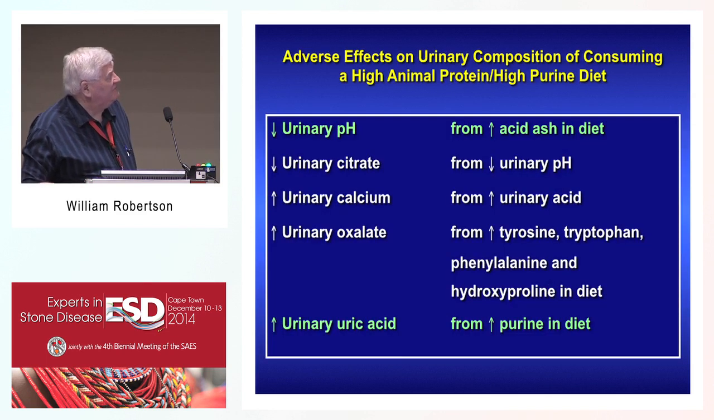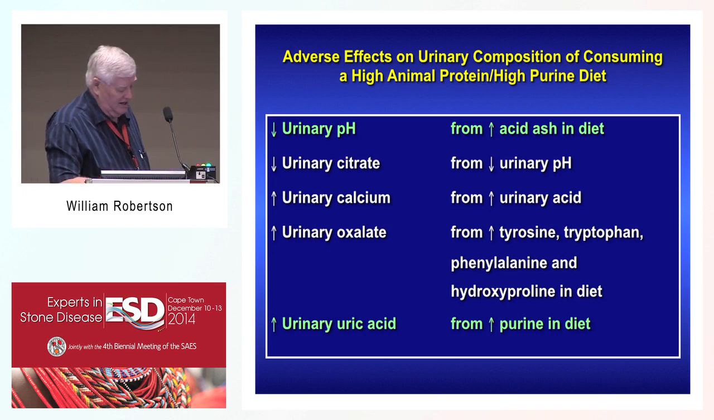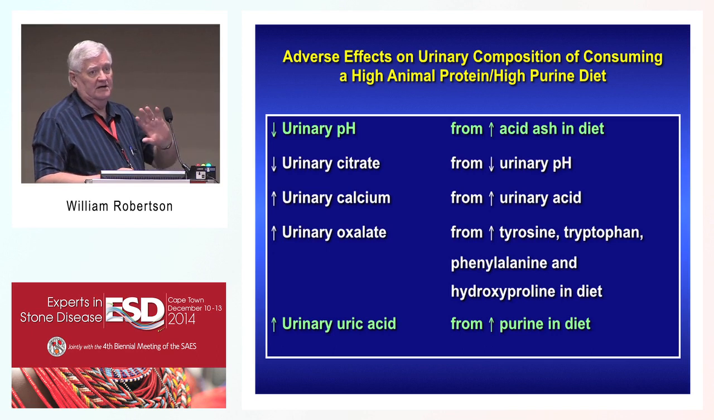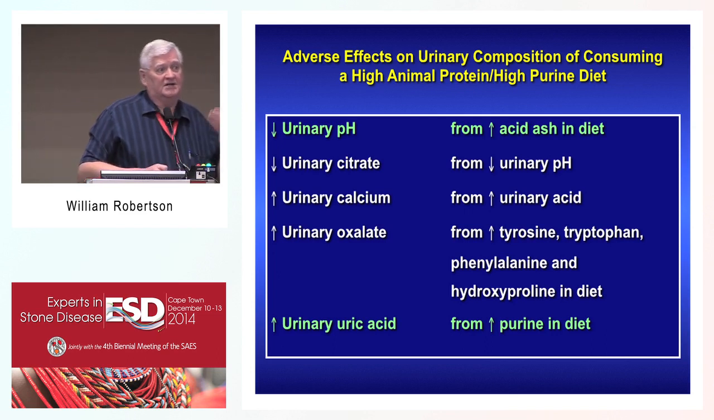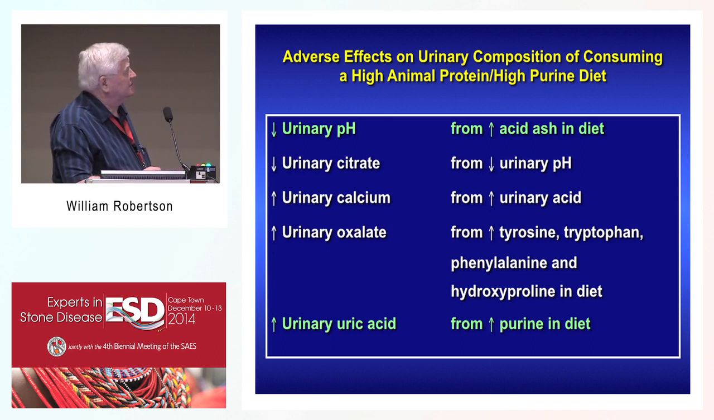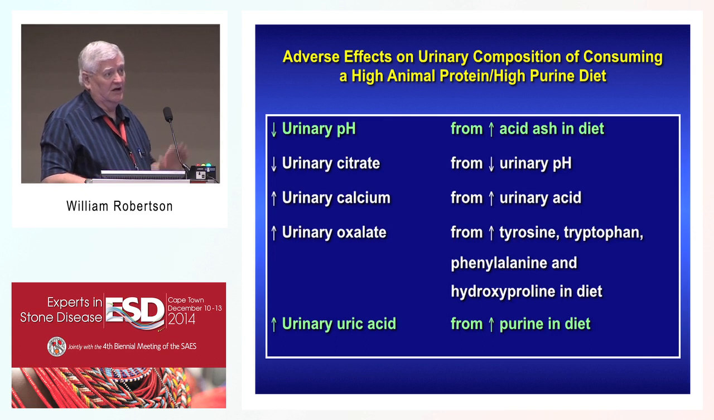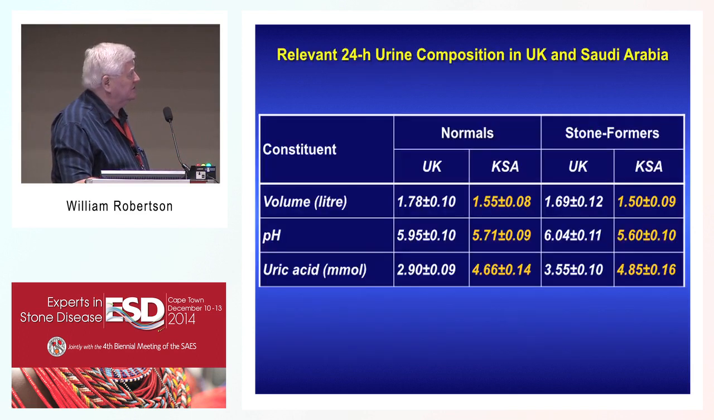So the adverse effects of a high animal protein diet, we did studies many years ago in Leeds on this, and we know that 5 out of the 7 risk factors that I talked about yesterday for calcium and uric acid stone disease are adversely affected by a high animal protein diet. But the ones that are relevant to this talk today are that, of course, a high animal protein diet is a high acid ash diet, so it tends to acidify urine. Also, as I've just shown you, it is a high purine diet, and therefore you will get a high uric acid excretion. So a high animal protein diet is going to increase your risk of uric acid stones.